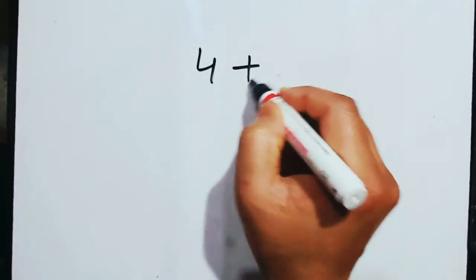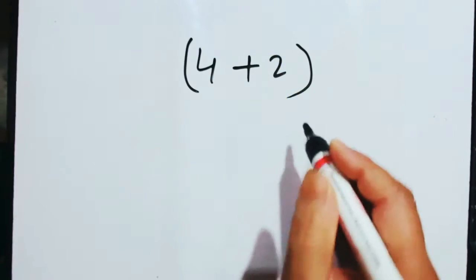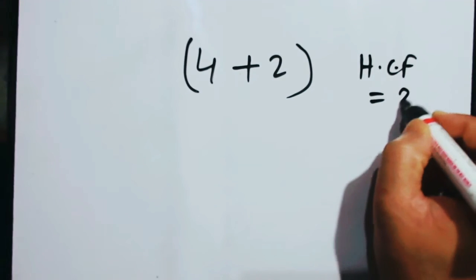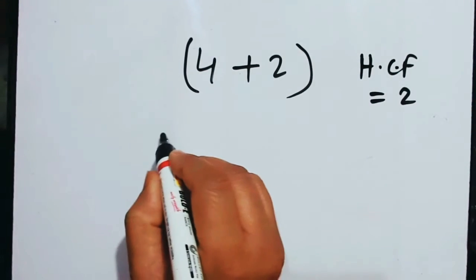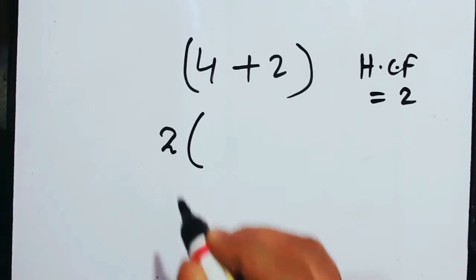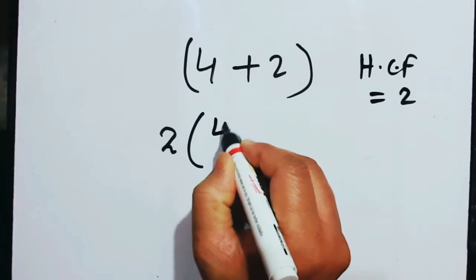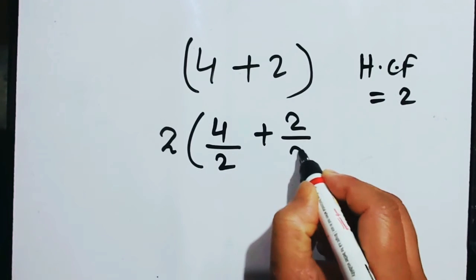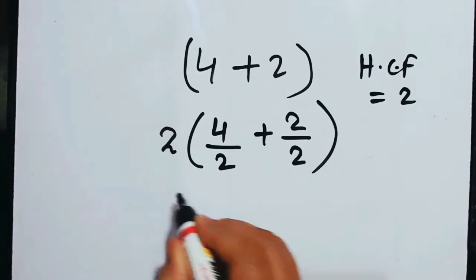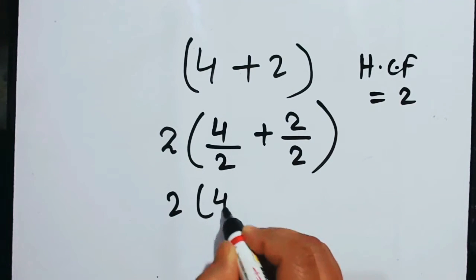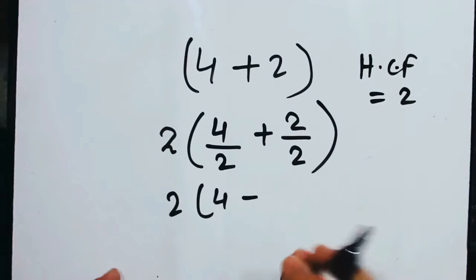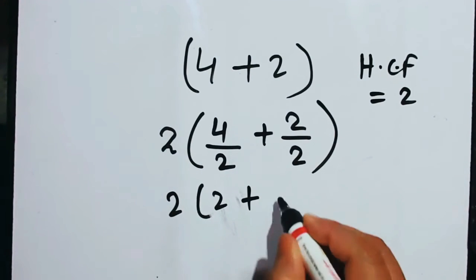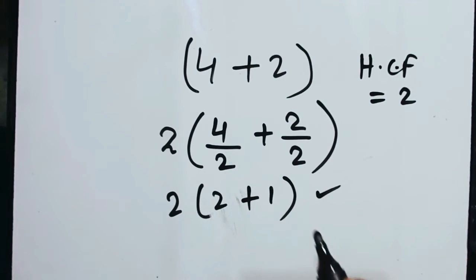This means that from 4 plus 2, we found out the HCF and our HCF was equal to 2. Great. Now what we do, we take 2 as common and divide both this 4 by 2 and this 2 by this HCF. So we get 2 times (2 plus 1). I hope you have understood this.